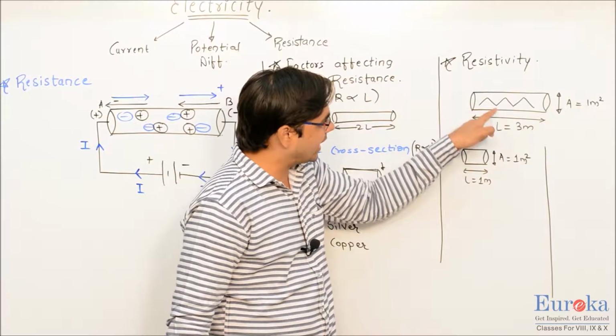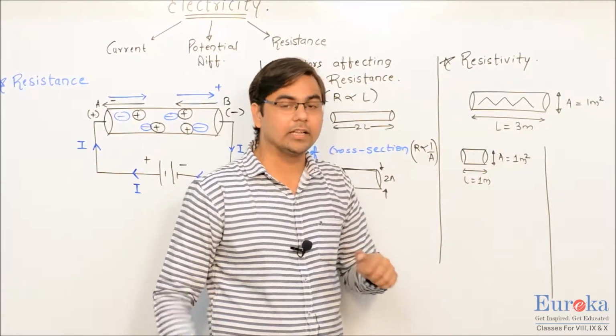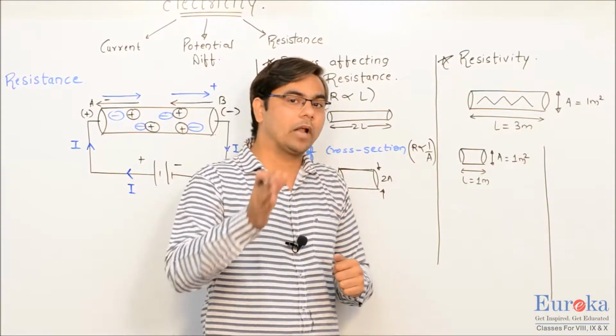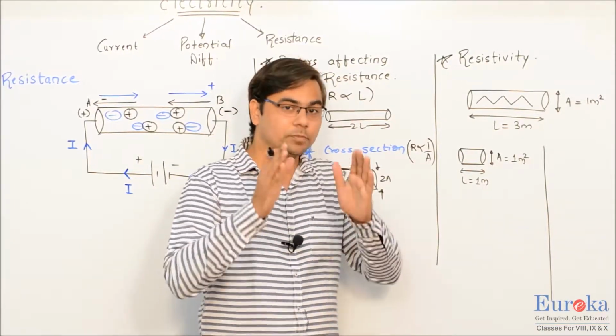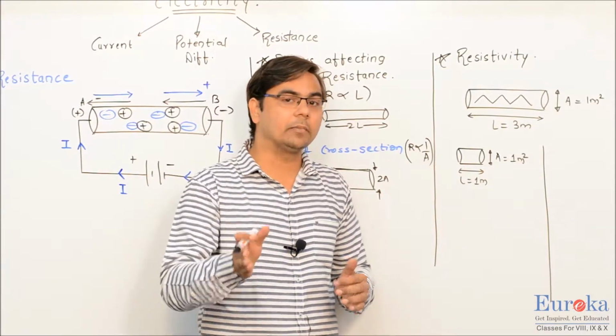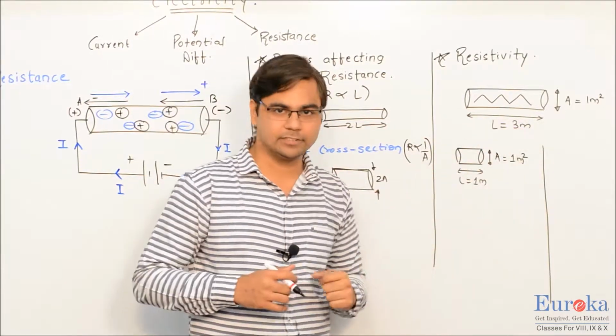Now these zigzag lines inside this particular conductor represent the resistance of any conductor. So from now onwards, if you want to express the resistance of any conductor in a circuit, then you can do that by drawing zigzag lines like these.